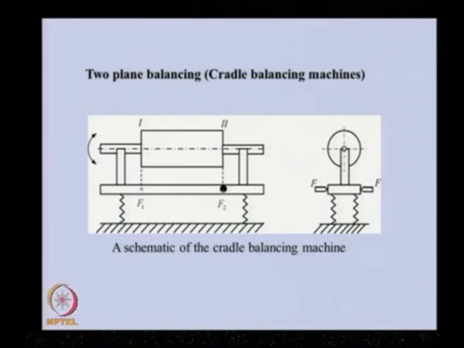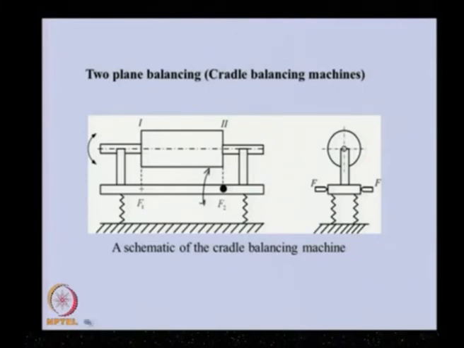When we are fulcruming at F2, then the whole assembly can tilt like this about F2, and in that particular case we will be able to obtain the correction mass for this plane. So, you can see that when we are fulcruming here at F1, we can obtain the correction mass required at plane 2, and when we are fulcruming here at F2, we can obtain the correction mass required at F1.